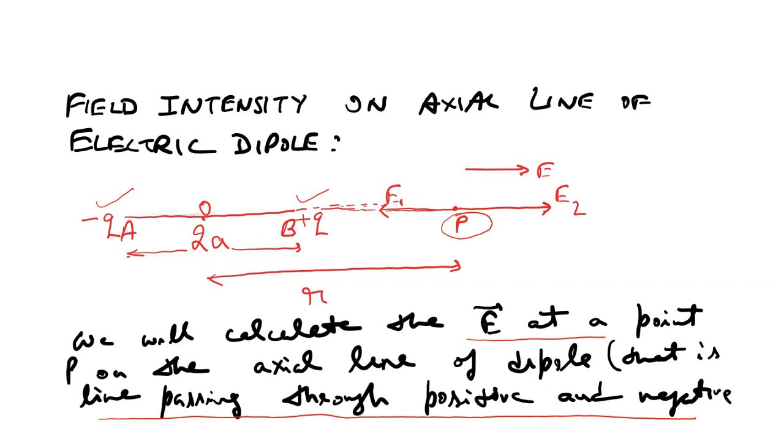So we will calculate the electric field intensity E at a point P on the axial line of the dipole. Point P can be here, or here, but it must lie on the axial line. So we will calculate this. The distance between the center of the dipole and the point P we have taken as R.